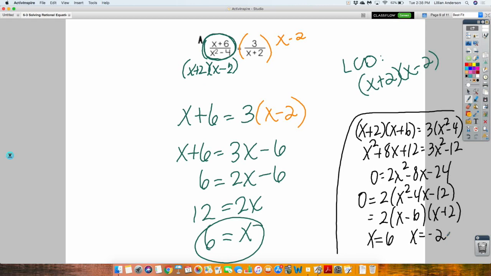It's extraneous because if I plug -2 in back up here, what's -2 plus 2? And you can't have 3 over 0. It's undefined. That's why x equals 6, the one we got when we did the common denominator, is correct. So you still get the same answer both ways. To be honest, you do a little bit more work on the cross multiplying, but you still get the same answer.